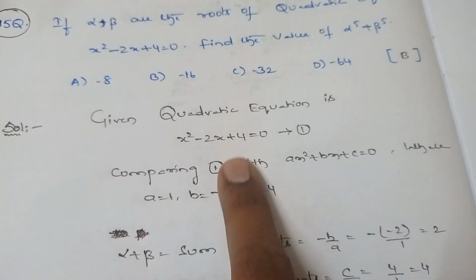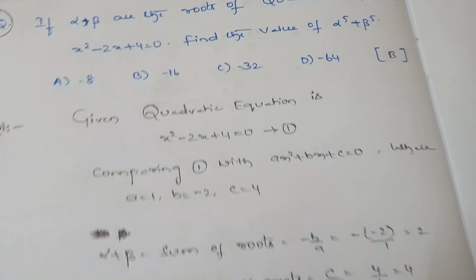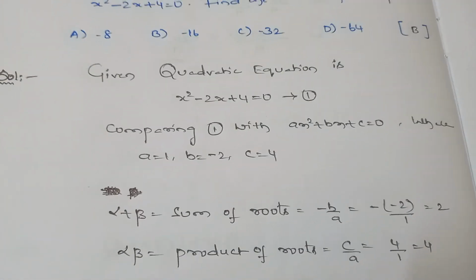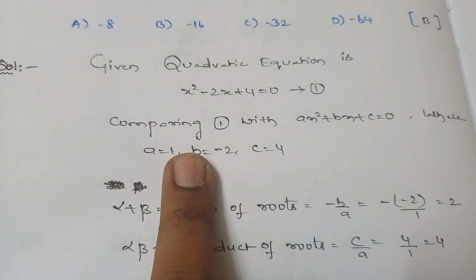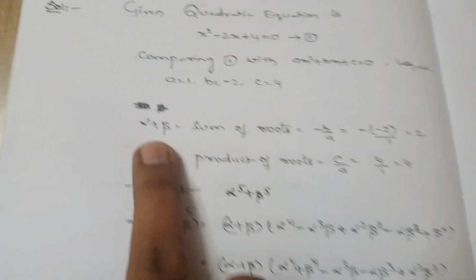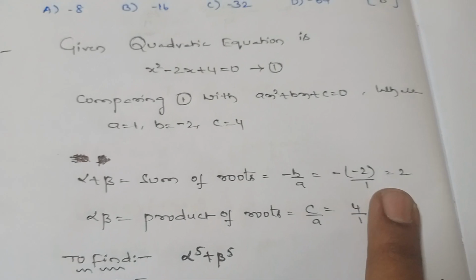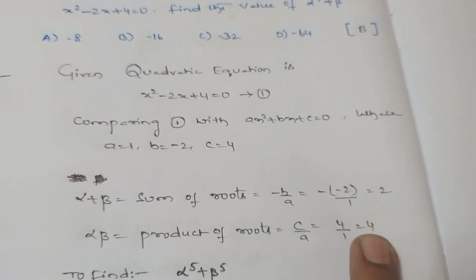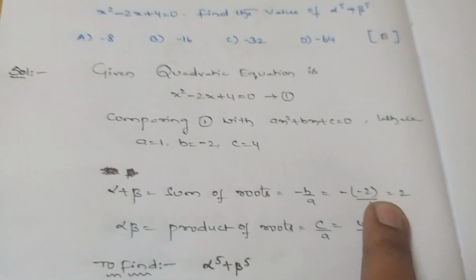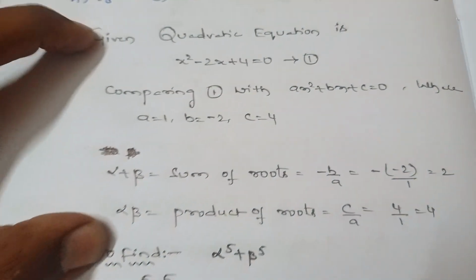So take down the given equation and compare with the standard form and write down the coefficients, and also mention the sum of the roots, that is alpha plus beta, and alpha beta. So we get 2 and 4 as a product and sum of the roots is 2 guys. So keep this step aside.